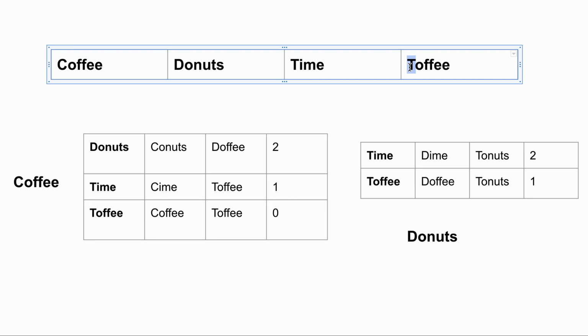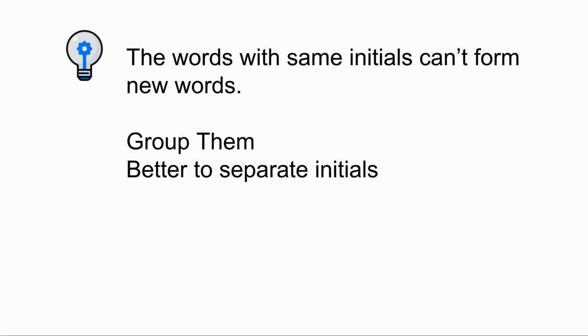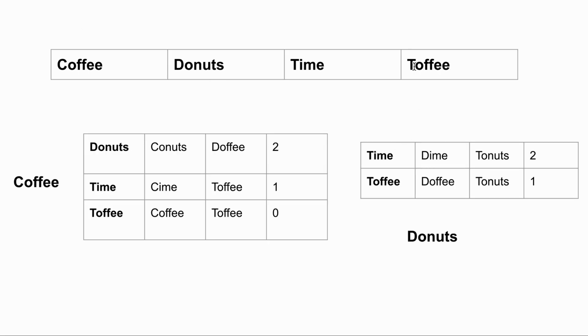So the first idea, the light bulb moment here, is that words with the same initials can never form a new word, and hence we can group them. The idea is that we will group the words according to their initial letter. That is the first thing. How do you group them? You can sort them, you can use an array, you can use a hash map, that is secondary. But the first idea is you want to group them.